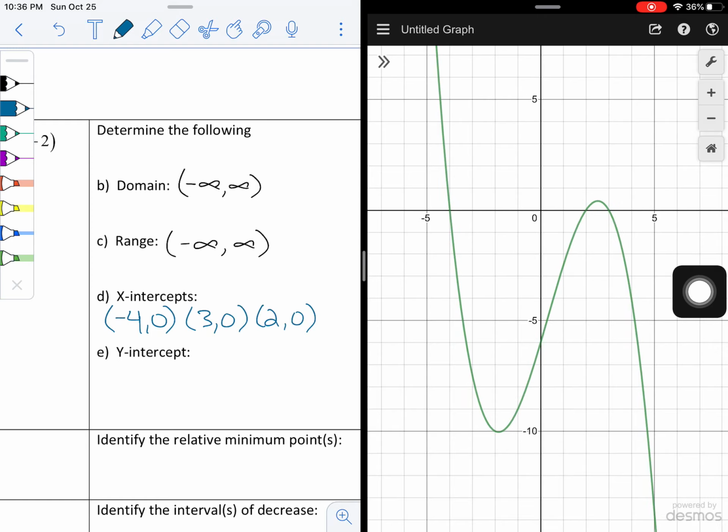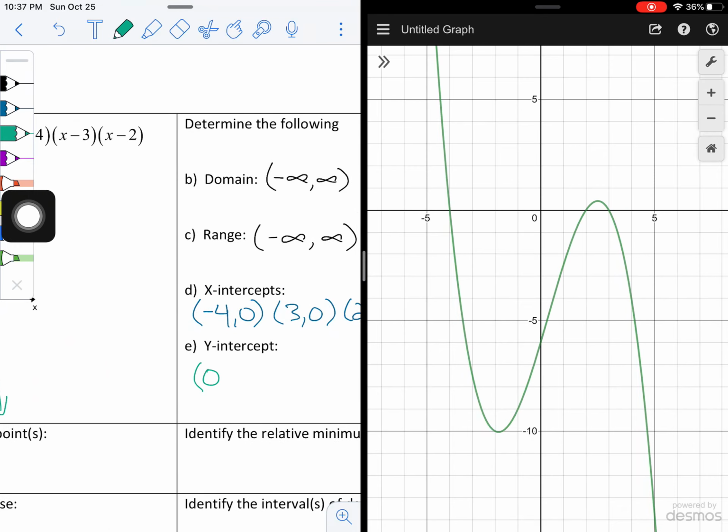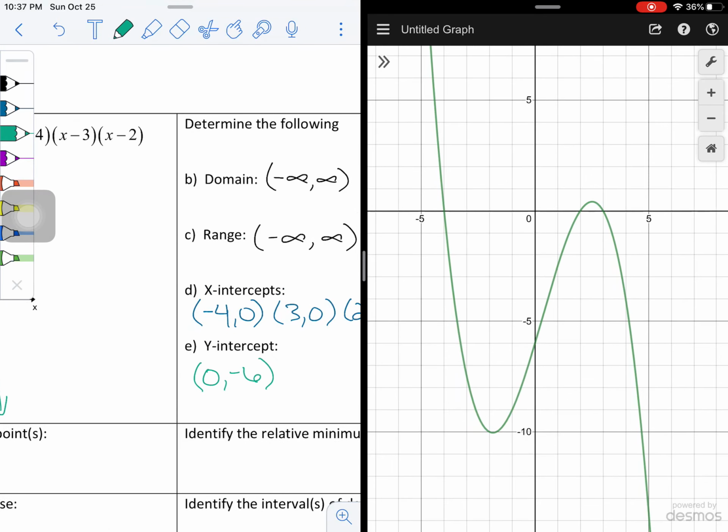Clear that out. For my y-intercept, I could make x equal to 0, multiply this all out, and then multiply it times a negative 1/4. So let's see, 4 times negative 3 is negative 12, times negative 2 is 24. 1/4 of 24 is 6, should be a negative 6, I think. So I believe my y-intercept is 0, negative 6. To verify, I'm going to tap the graph on Desmos, tap the y-intercept, and I am correct.